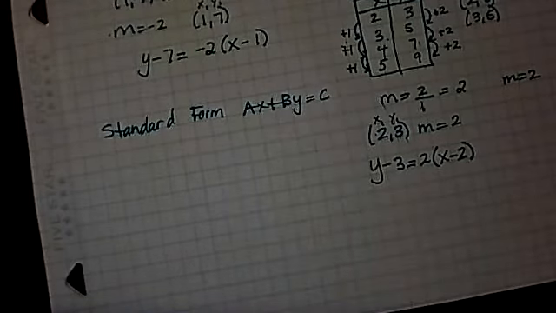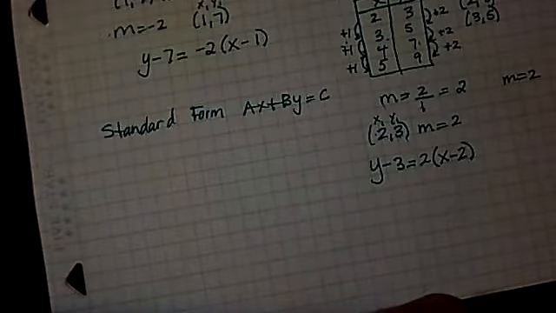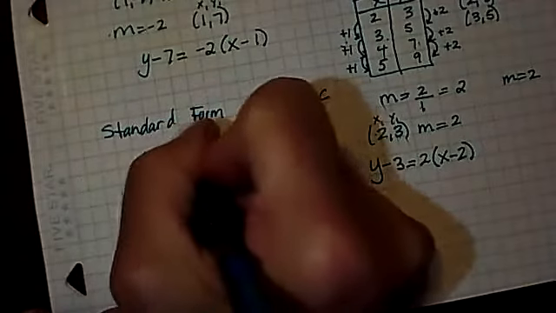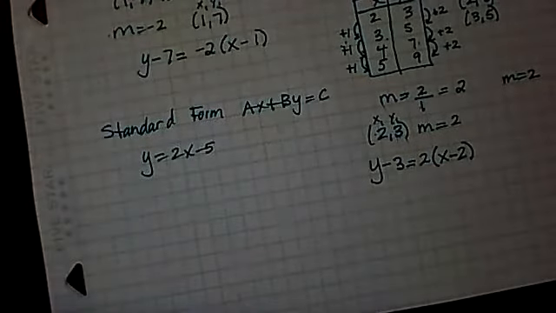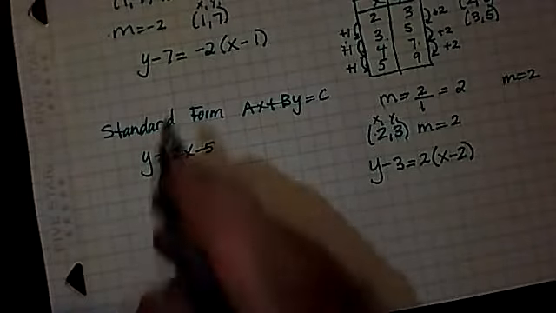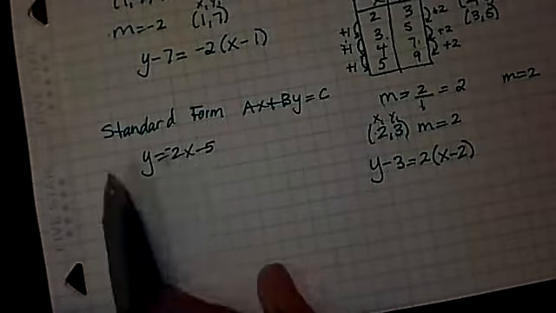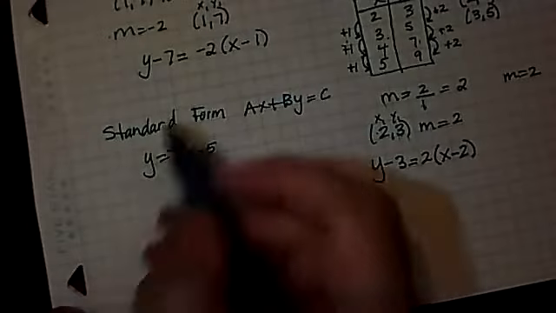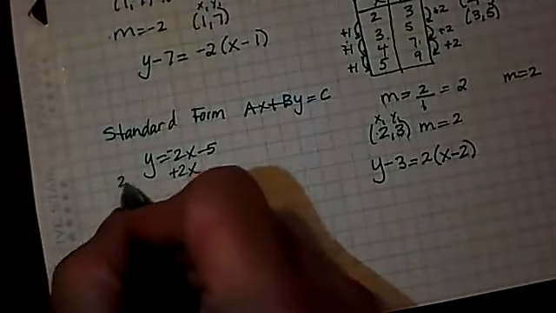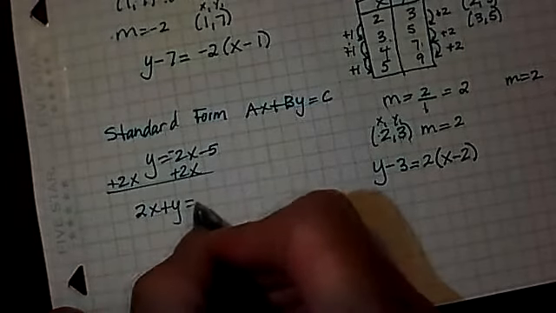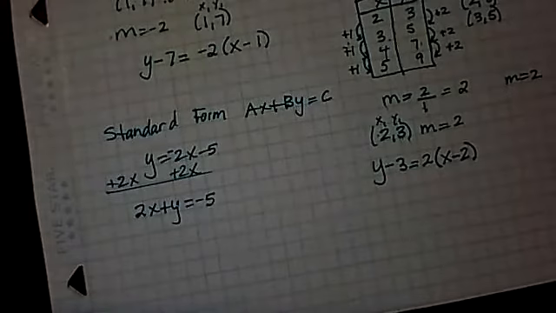So let's say I was given, maybe I'll just make one up here, y equals 2x minus 5. And I want to put that in standard form. All I have to do is get the x and the y on the same side. So I know I need the x over here with the y, so I'm going to add 2x here. So we have 2x plus y equals negative 5. And that's standard form. And that's all it is.